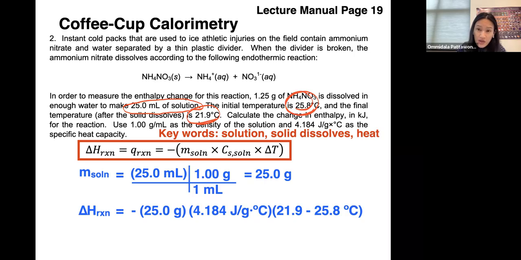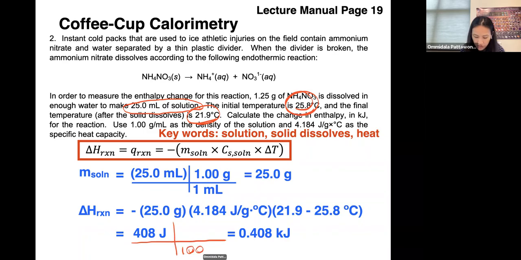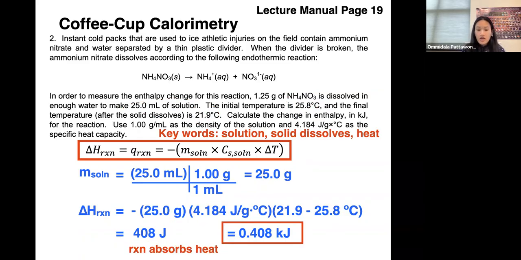Therefore, in this case, we should expect your delta H to come out to be a positive value, because this reaction should be an endothermic, right? Positive, endothermic. Okay, so it comes out to be 408 joules. But remember, it's asking for kilojoules, so you need to do one conversion. This conversion would be 1,000 joules in 1 kilojoule. So that would be your final answer. And again, this reaction absorbs heat because the temperature goes from a higher temperature to a lower temperature, indicating that this reaction is absorbing heat from the surroundings.